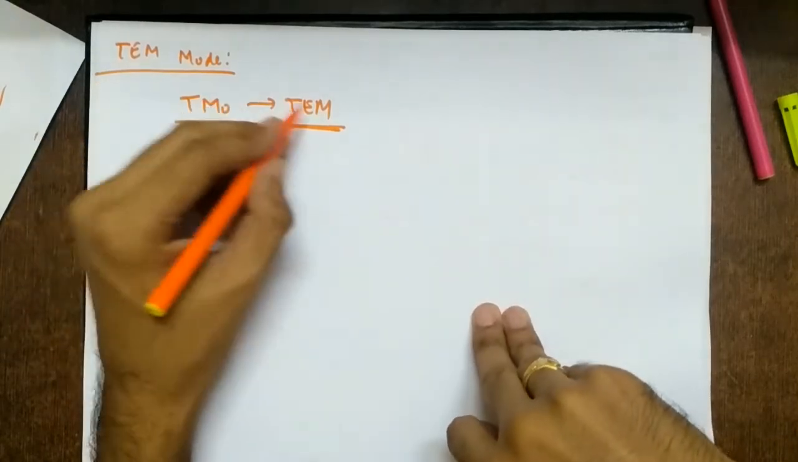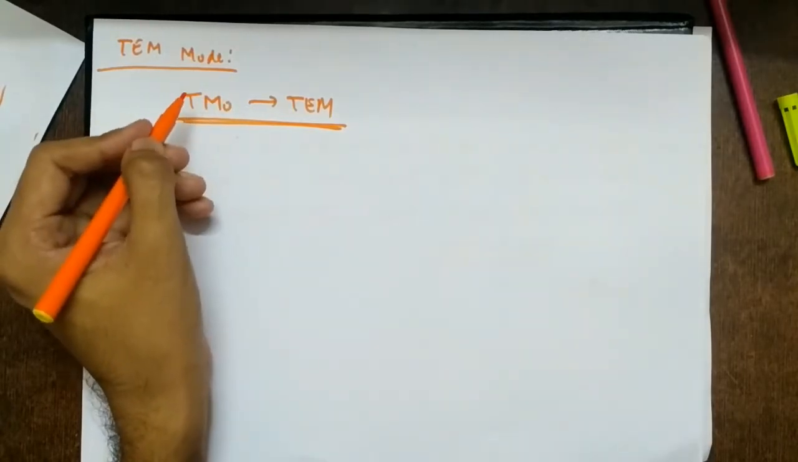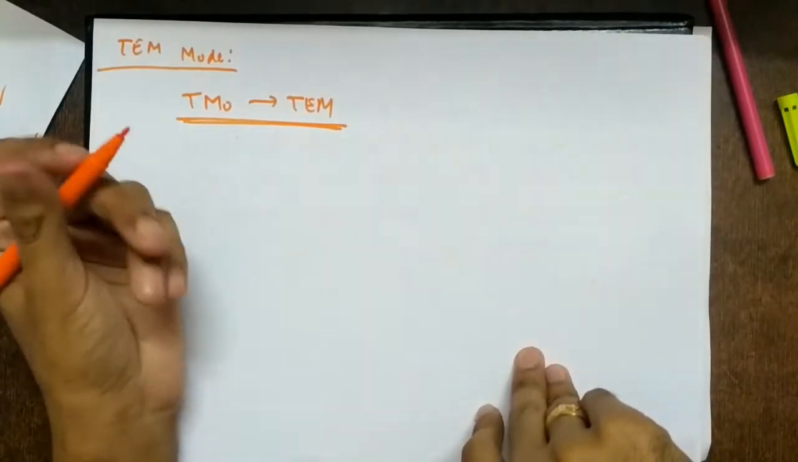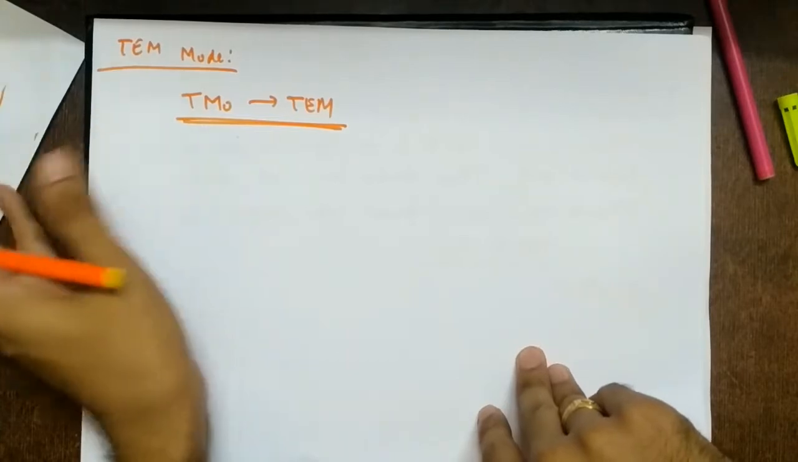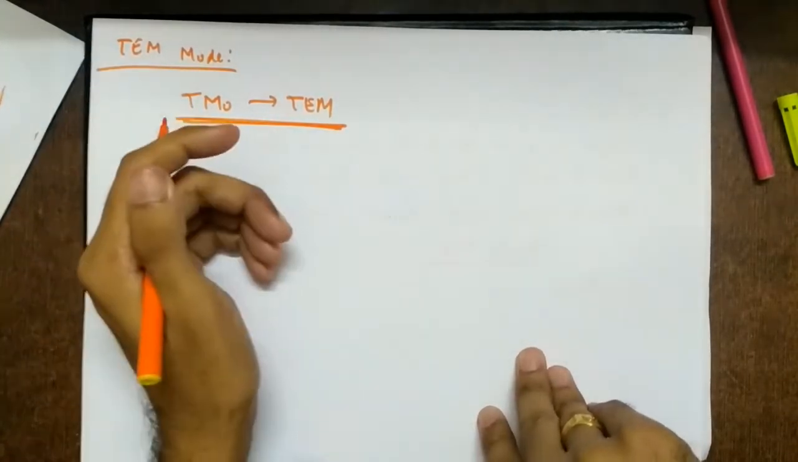So let's see whether TEM mode exists in a rectangular waveguide or not. It exists in a parallel plane waveguide, right? So let's assume that the TEM mode exists in a rectangular waveguide. We can prove it mathematically, but let's do it conceptually because it is simpler.